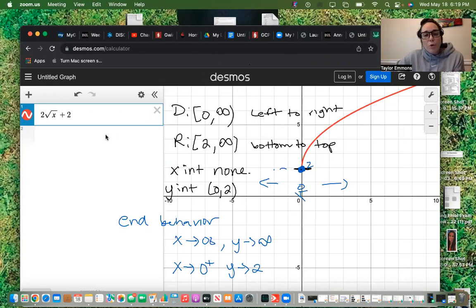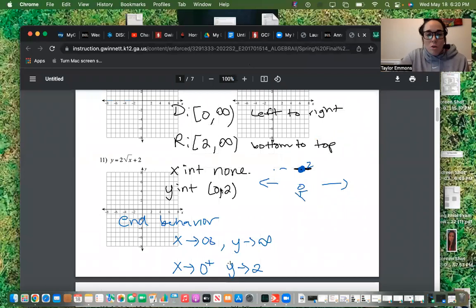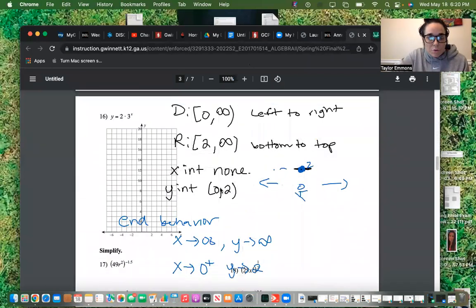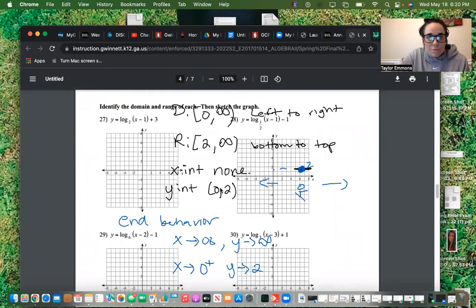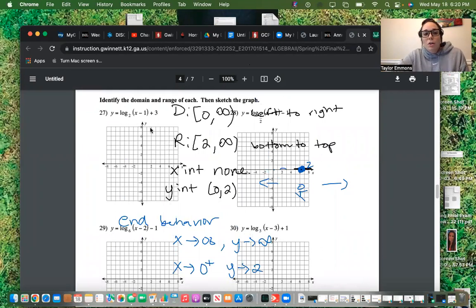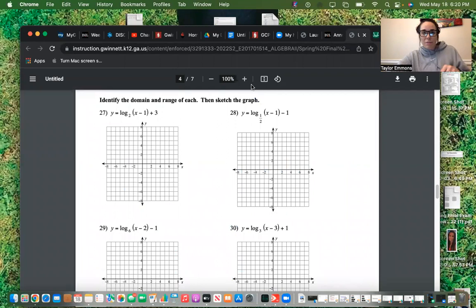I do want to go over one thing on this, and I want to go to one of the log questions because you might see asymptotes. So we're going to go down to, I think it's question 27. Yeah, okay, so we're looking at 27. We're going to graph this guy, and then identify all the key features because you're probably going to be asked about logs at some point.